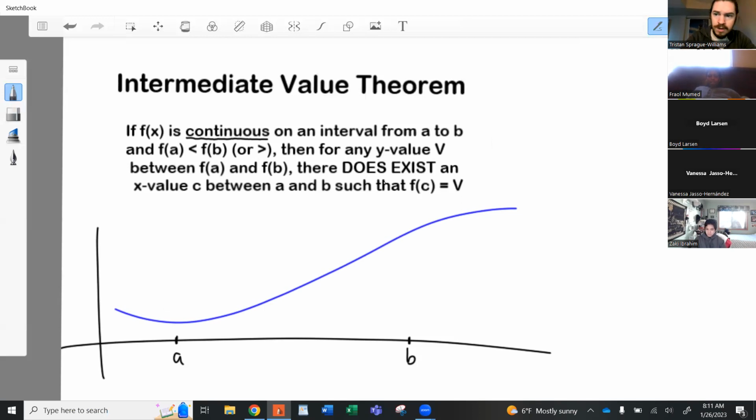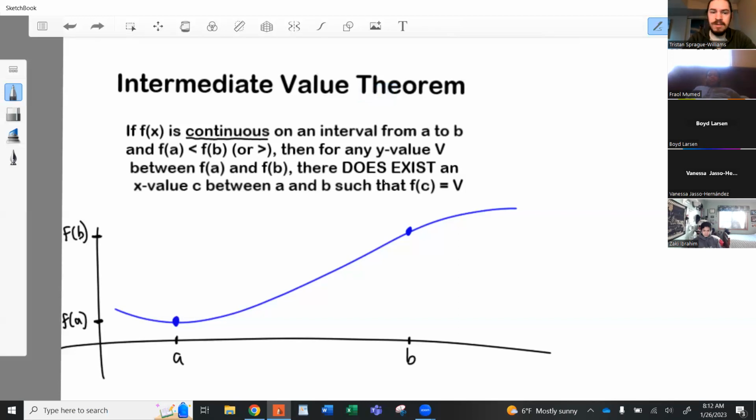And we have two points on that line, a, f of a, and b, f of b. If I carefully trace over to my y-axis, this would be the f of a height, and this would be the f of b height. Now I said f of a is less than f of b, but this works if f of a is greater than f of b, as long as they're not equal to each other. That's the point here, as long as there's some space in between them.